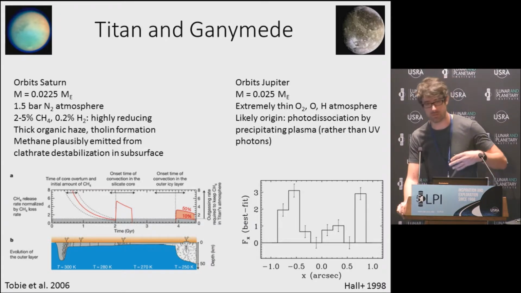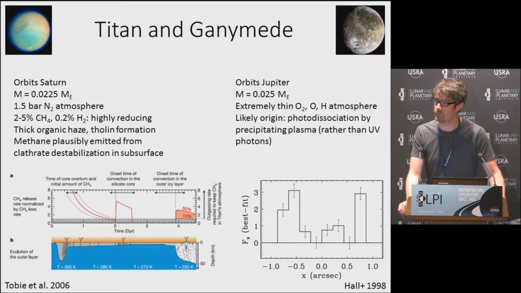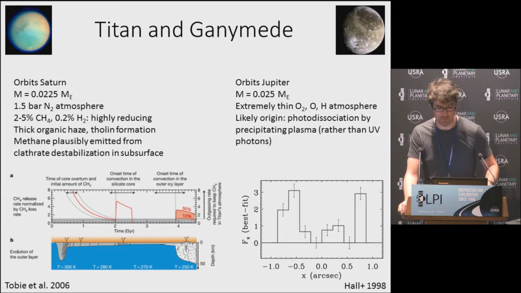So again, Titan fits with this trend of, as you move outwards in the solar system, it looks like you have more reducing conditions. But then, just to keep life interesting, we have the example of Ganymede, which is in some ways like Titan's twin. Its mass is similar, but its atmosphere is entirely different.